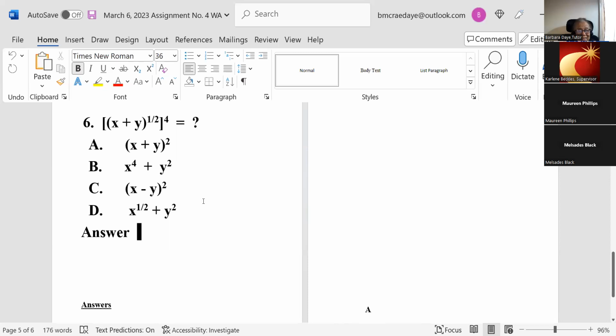Oh, my answer is A. That's right. Very good. You're making a simple problem difficult. But that's all it is. Number 6 is really just like 5 and 4, except you have two variables added within a parenthesis. The power exponent is outside of that expression, and then you have the power that's outside of that. So it's a power to a power.